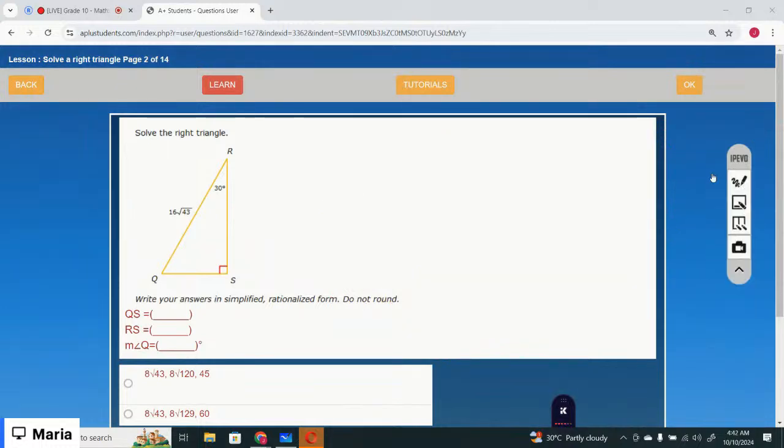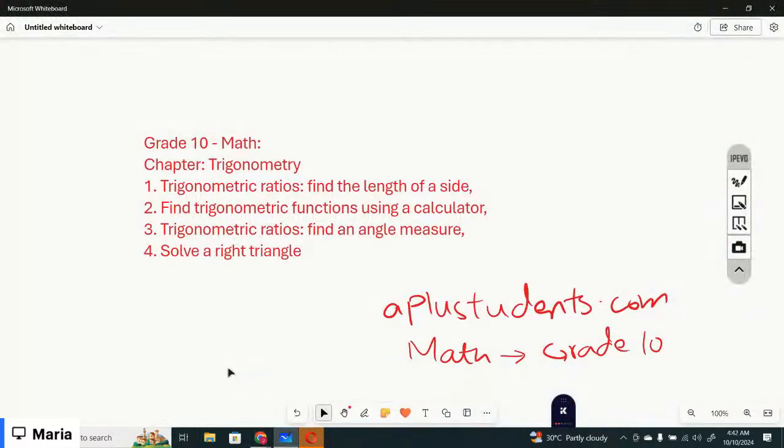Okay, you can complete the lesson by yourself later today. So we were working on grade 10 math. The chapter we were working on is trigonometry. The lessons we have covered today are trigonometric ratios, find the length of a side, find trigonometric functions using a calculator, trigonometric ratios, find an angle measure, and solve a right triangle. Please complete all the practice questions for these lessons before the next session. That is your homework.